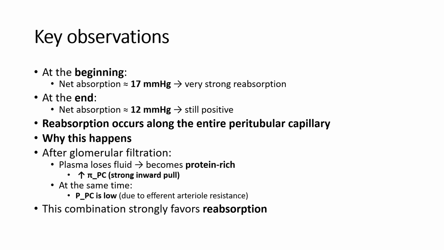So again, the observation of that graph is in the beginning, the net absorption is 17 millimeters of mercury, which is strong. At the end, it decreases to 12 millimeters. So the reabsorption occurs along the entire peritubular capillaries.